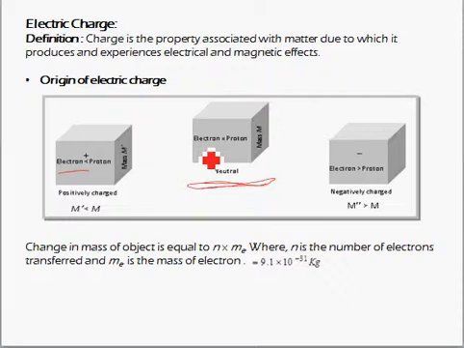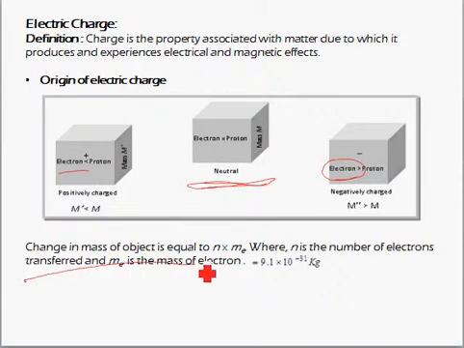And on the other hand, if excess electrons are given to the body, then the body in turn possesses a negative charge, because we know electrons have negative charge whereas protons have positive charge. So if electrons are taken out of a body, the body becomes positively charged. On the other hand, if electrons are given to a body, the body becomes negatively charged. This is how a body acquires charge. When the number of protons and the number of electrons is equal, then the body is neutral.